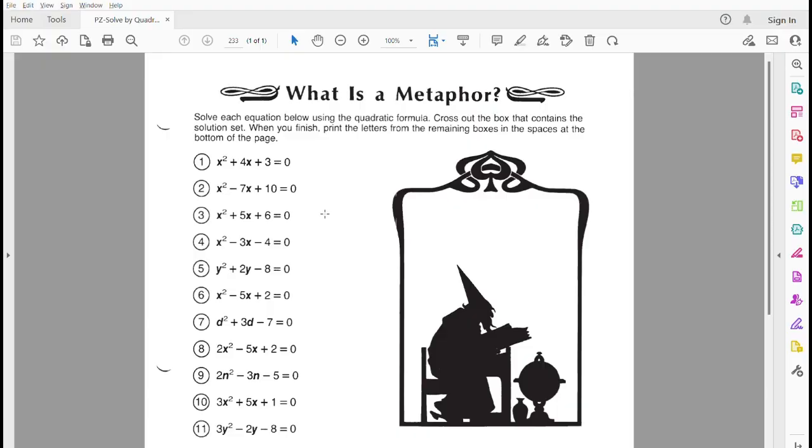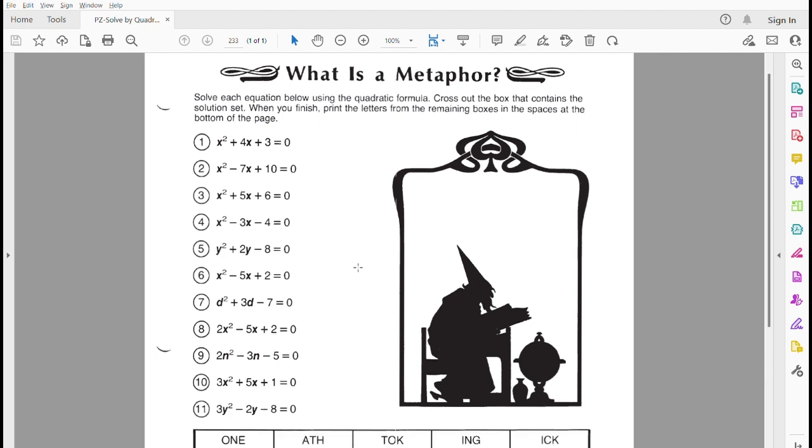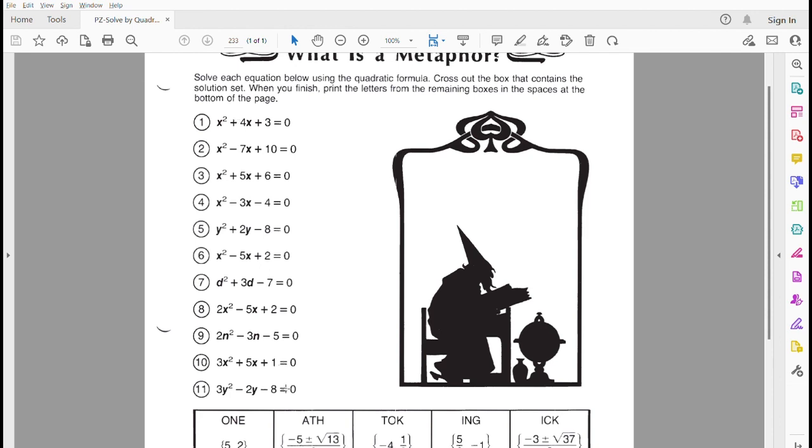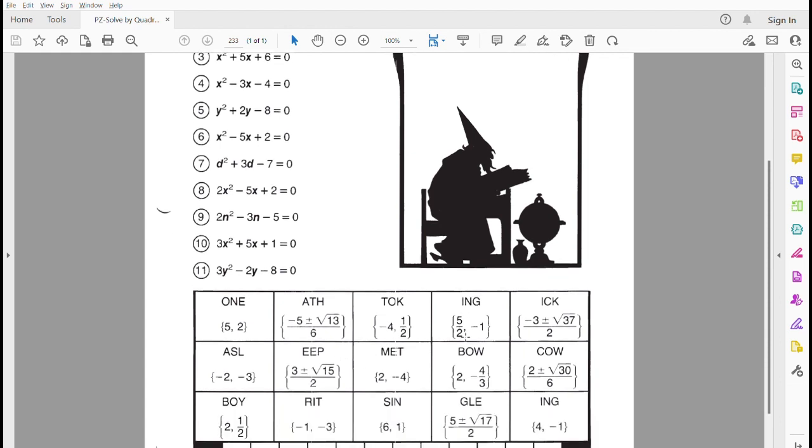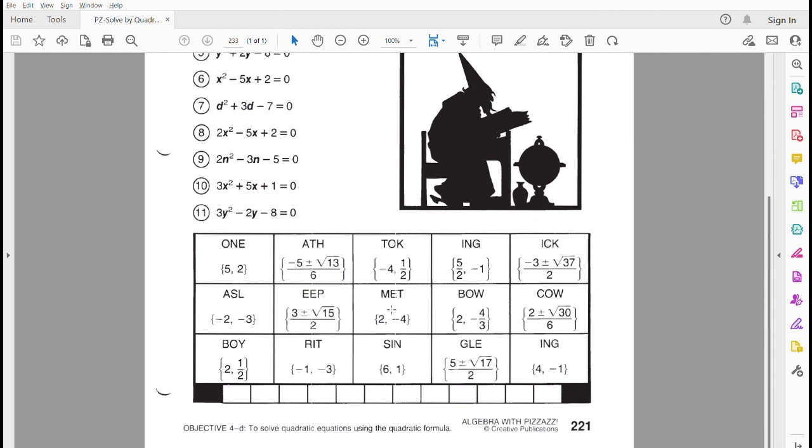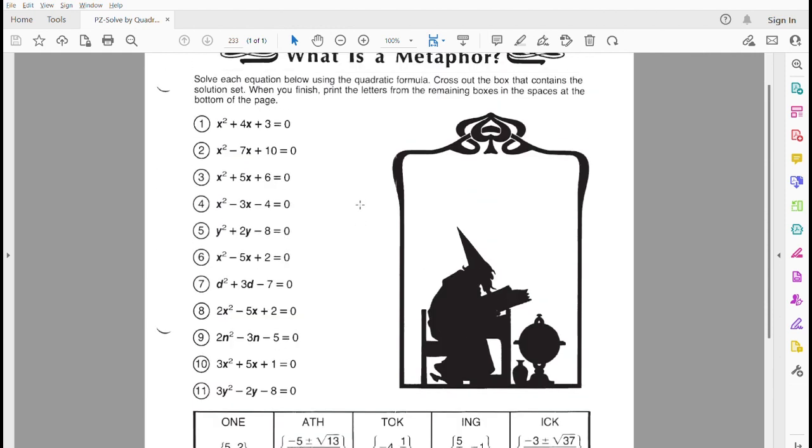So for the puzzle that goes with the extra credit, we're trying to answer the question, what is a metaphor? So that is the riddle. The idea is that we've got these 11 different quadratic equations. We need to solve them using the quadratic formula would be a good idea. And then once we find the solution, find that solution down here, cross out the letters above that solution, and then whatever's left over, print that out in these boxes to spell the answer. All right, let's give this a shot.